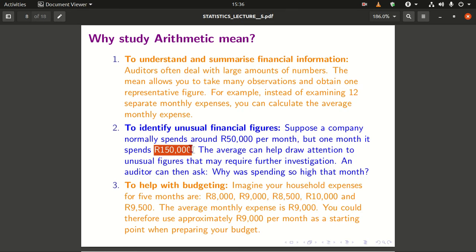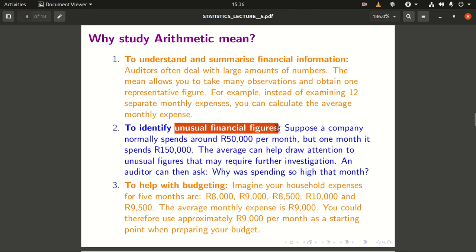That means you have been finding these averages, and now you know that per month I usually don't go way above this 50,000. Why now am I at 150,000? So you end up investigating further because of an understanding of the arithmetic mean and unusual financial figures.